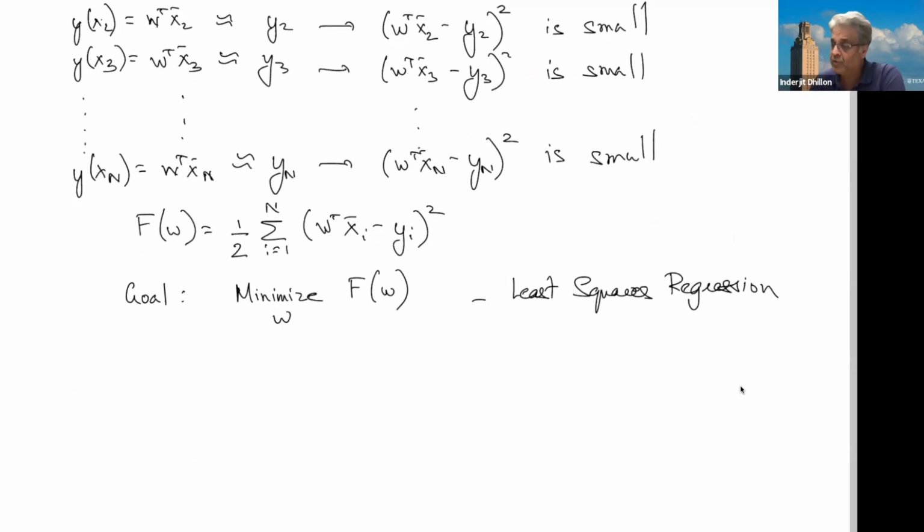Okay. So here's what we are going to do. We're going to take all the training data, and we are actually going to put it into a matrix. Okay. So I'm going to take my x1 bar, x2 bar, all the way up to xn bar. Remember that this is d+1 dimensional.